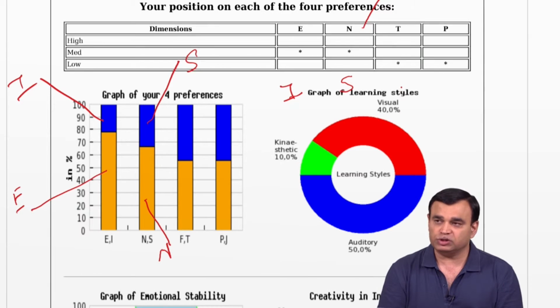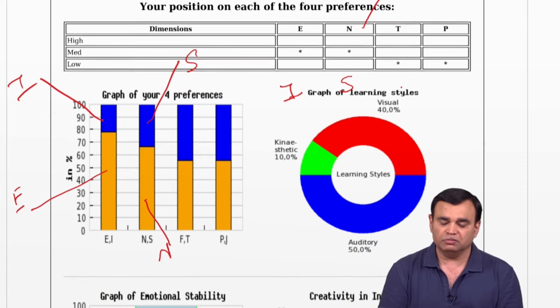So this is also a type of psychometry or the psychological test that we have taken. This tells us how your acquisition of knowledge is happening. In this particular case, the auditory part is dominant. You have 50% of the acquisition of knowledge coming from the auditory style.